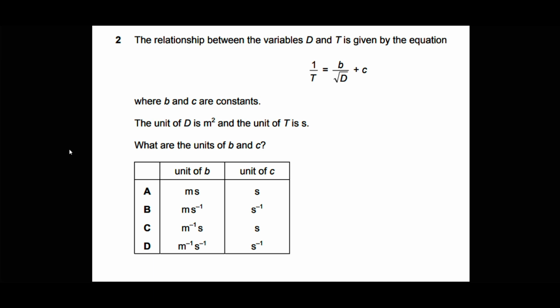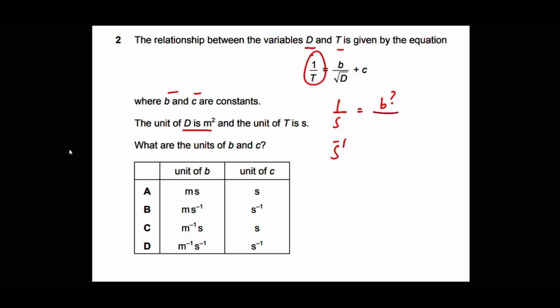Now we have an under root, we have a power involved. All right, so he says there's a relationship between D and T given by this equation. Okay, fine. He says B and C are constants, so we don't need to worry about them. We may need to find their units, but let's see what they are. He says the unit of D is meter square, so let's replace them over here. 1 over T means this is 1 over S, which will be S minus 1, equals to B, which we don't know because B and C are being asked from us. So what they may be individually, this is what we're going to guess.